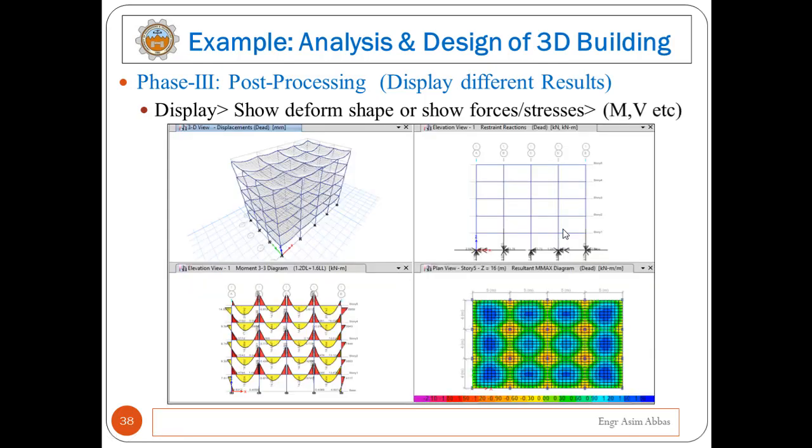Okay, the first diagram shows the displacement result, and the second shows the reactions of the joints, right, and the third diagram shows the moment 3-3, right, in the different frame elements, and the fourth diagram shows the maximum bending moment diagram for shell element. Okay, you can also display a story response plot.